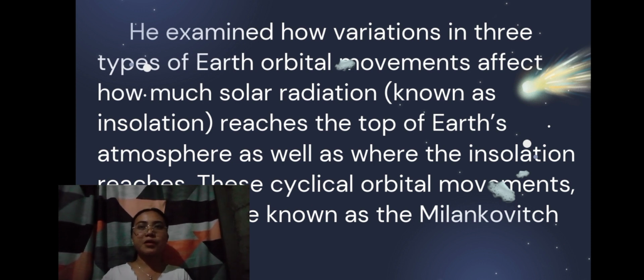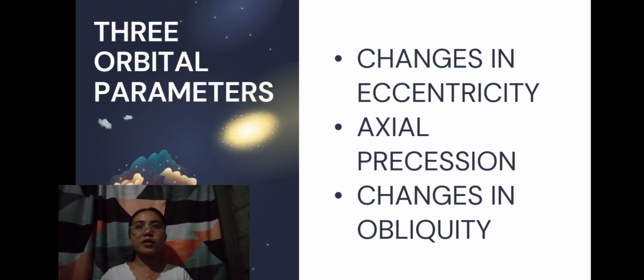So there are three orbital parameters. The first one is the changes in eccentricity. The second one is the axial precession. The third one is the changes in obliquity. First, let's tackle the changes in eccentricity.